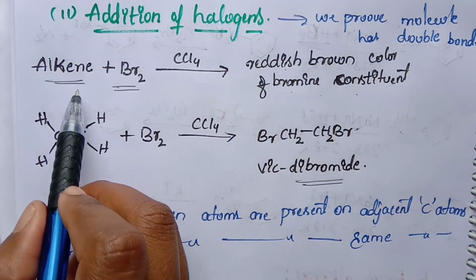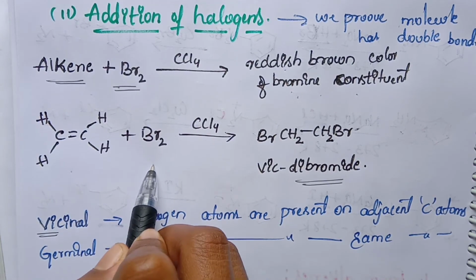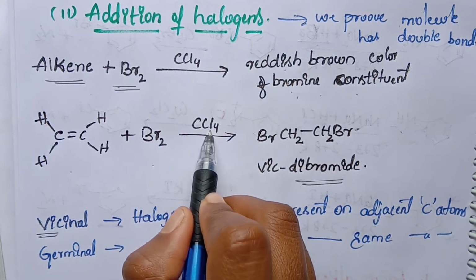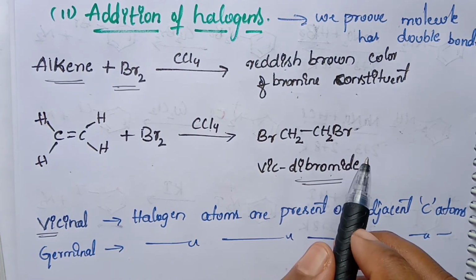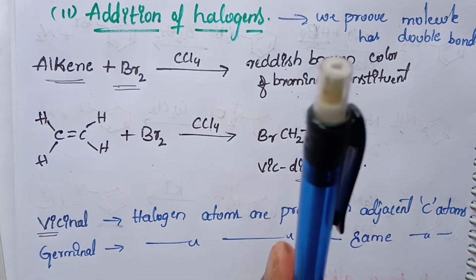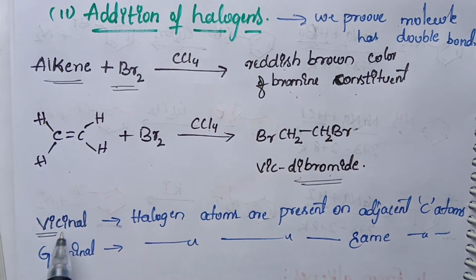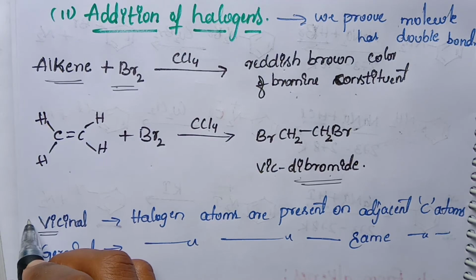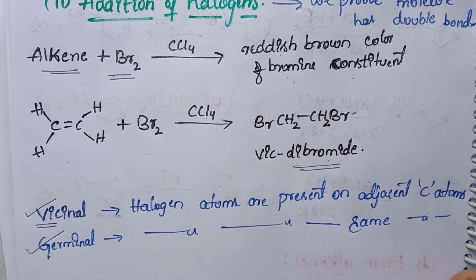Yes, this is the general method. Here the alkene is used with Br2, that is bromine, in carbon tetrachloride, and then a vicinal dibromide is formed. In class 11, I think in the IUPAC nomenclature chapter, you already learned about vicinal and geminal compounds. What does it mean, vicinal and geminal?